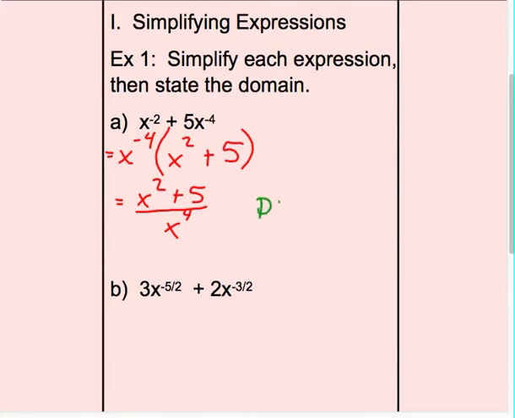The second part of our directions was to state the domain. Now in this case, when we have a denominator, we have to be careful that we don't have division by 0. So we just set whatever the denominator is equal to 0 and say that's what x cannot be. Well, in this case, x cannot equal 0, because that's the only time that x to the fourth would equal 0.